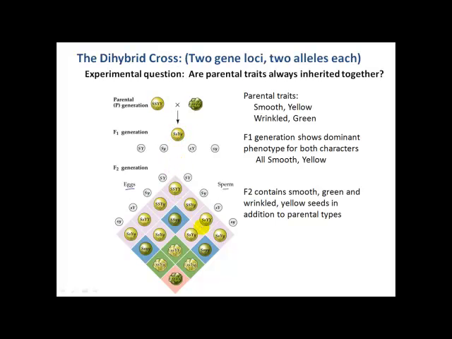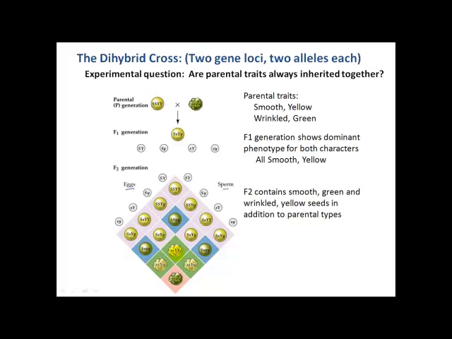So a lot more complexity in the genotypes and phenotypes that would be determined here, right? Because anywhere that we have dominant alleles for each of these genes, we're going to see the dominant trait. And so we observe offspring in the F2 generation that are smooth and yellow. We observe offspring in the F2 generation that are green and wrinkled, but we also would observe offspring in this generation that have new combinations of traits that weren't originally present in the parents.